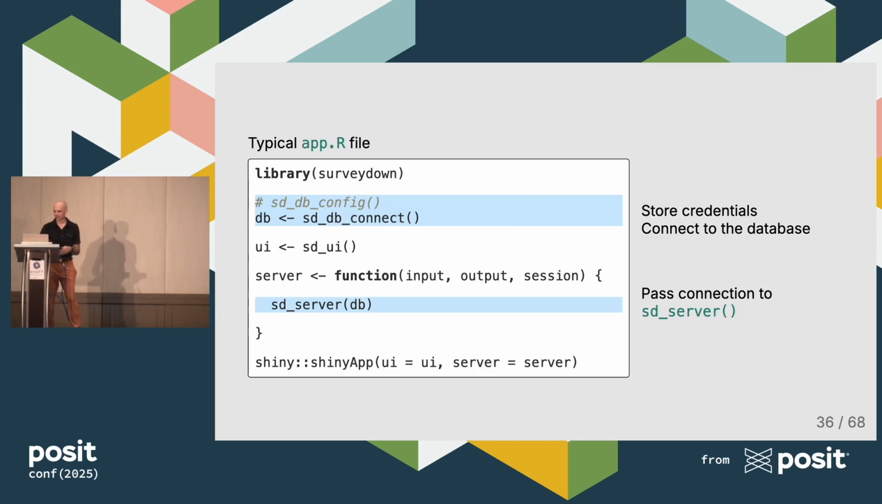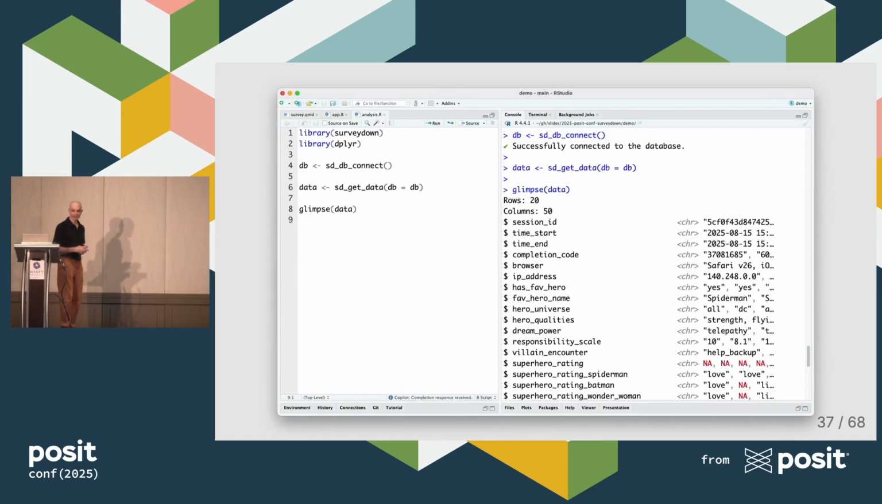OK, so that is one of the nice things about using this sort of separate database to store your data. Now you can have a workflow where you have one project where you have everything about your survey in one place, right? So you can see in my tabs here, I have the survey Quarto file, I have the app.R file, and I also have this analysis file where I'm, again, connecting to that database and pulling the data in right away. So in one place, I can design my survey and also analyze the data as it's coming in.